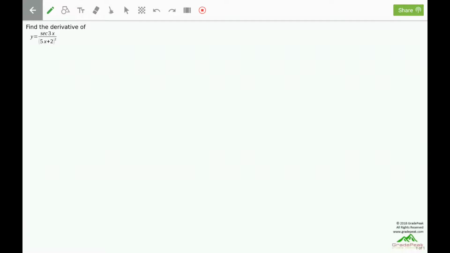Find the derivative of y equals the secant of 3x divided by (5x plus 2) quantity squared. So y here is the quotient of two functions. We have the secant of 3x and we have the (5x plus 2) quantity squared. Therefore, the derivative will involve the quotient rule.